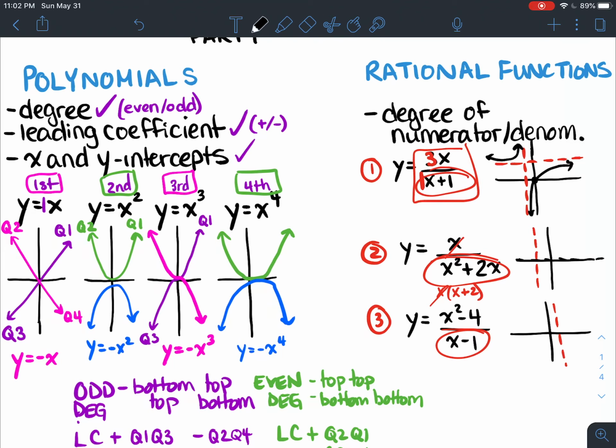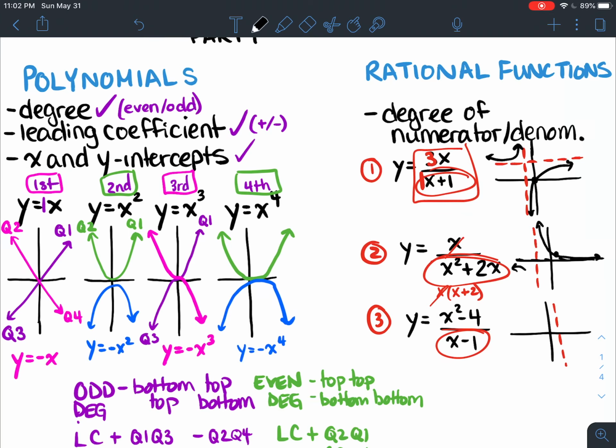Well, I don't know. So let's just say we plug in 1. So 1 squared is 1 plus 2 times 1, so 3. So 1 over 3, so a third. Okay, so it's going to be here somewhere. Okay, so our graph's going to be up here.